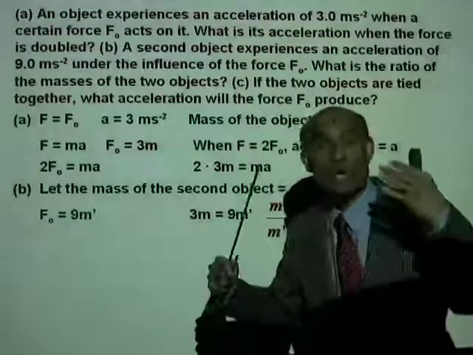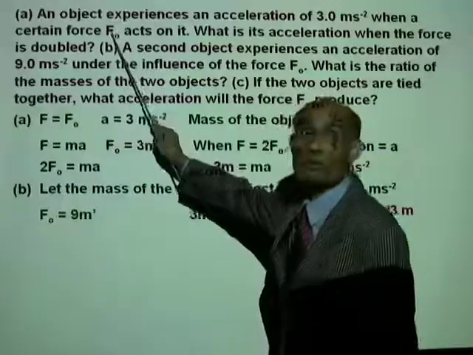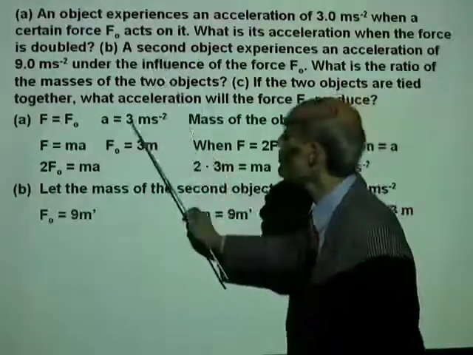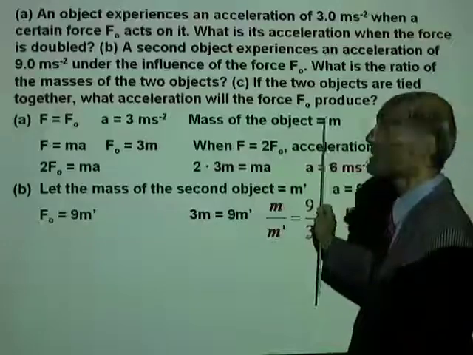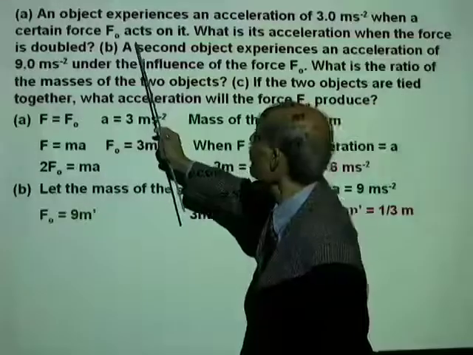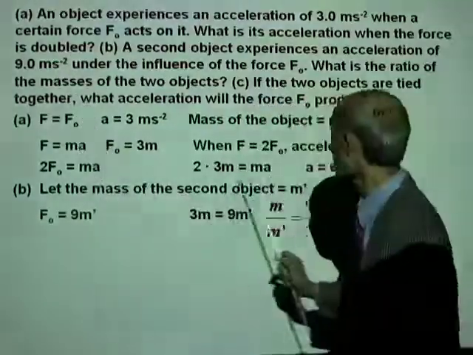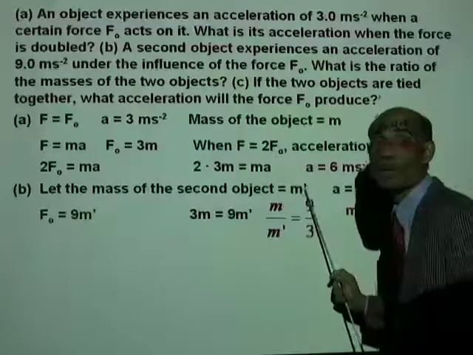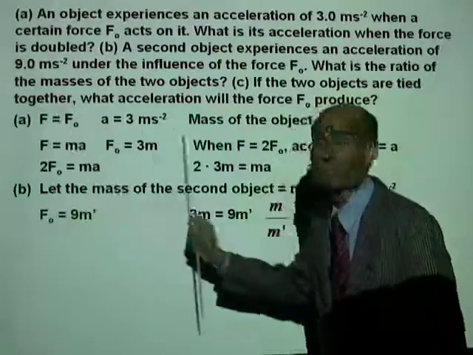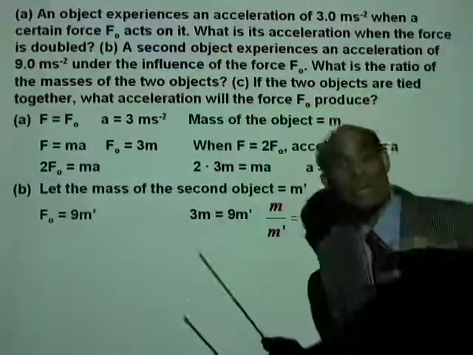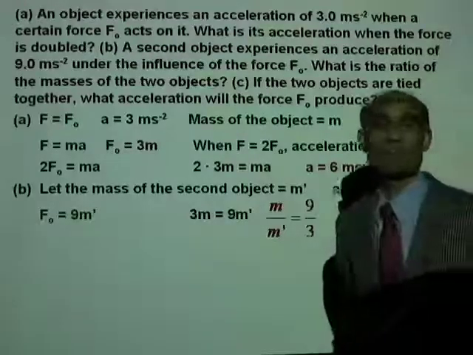You can figure it out quickly by saying that if F0 produces an acceleration of 3 meters per second squared on a mass m, the same force producing an acceleration of 9 meters per second squared on a mass m prime, since the acceleration is 3 times the original value, the mass has to be 1/3 of the original mass. So m prime equals 1/3 m.